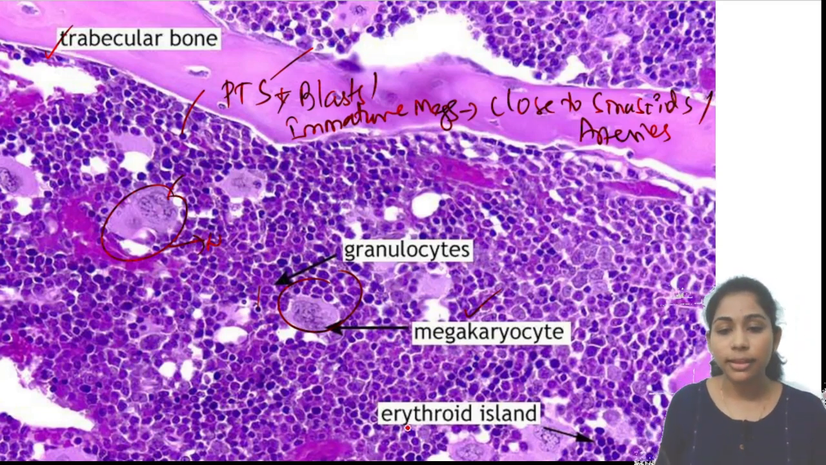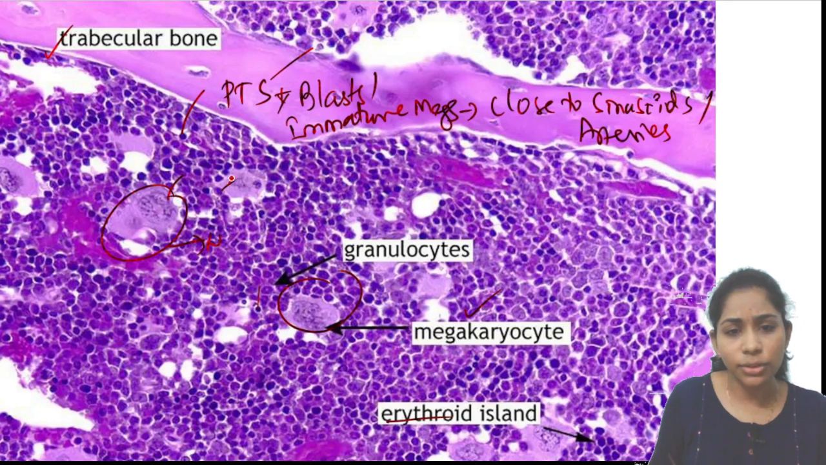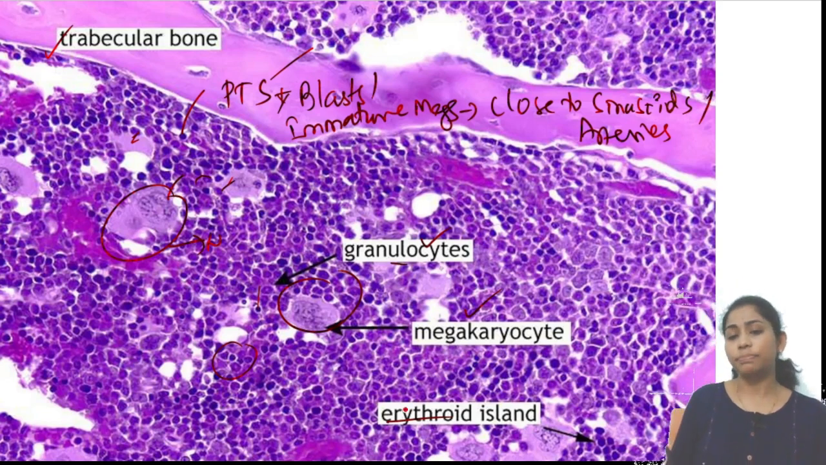Then what are the next cells? The erythroid cells, right? If you see here, you can make out the difference. Some cells are darkly stained, right? Can you see these cells are darkly stained and these cells are lightly stained? You can see here also some are darkly stained, some are lightly stained. The lightly stained ones are the granulocytes and their precursors, and the darkly stained ones are the erythroids.